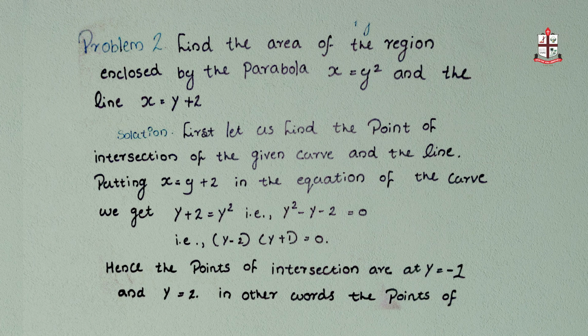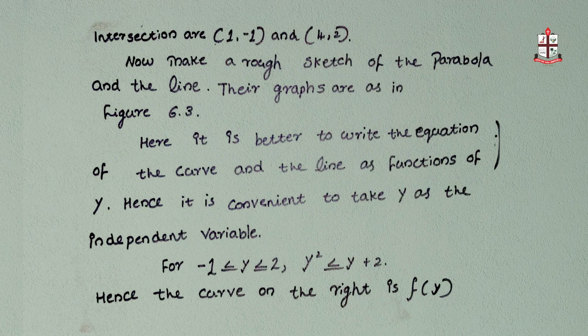So, the values of y are minus 1 and y equals 2. In other words, the points of intersection of the given curves are (1, minus 1) and (4, 2).